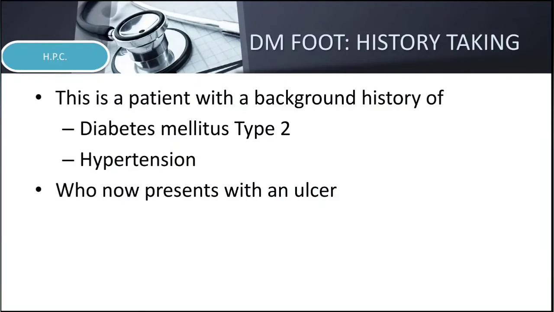All right. So in your history of presenting complaint, you need to mention that this is a patient with a background of diabetes mellitus. If it's type 2, you have to mention that this is type 2. And for how long? If it's for 10 years, just mention it. It's 10 years. If the patient has hypertension, you have to mention that as well, and duration. Who now presents with an ulcer, right?